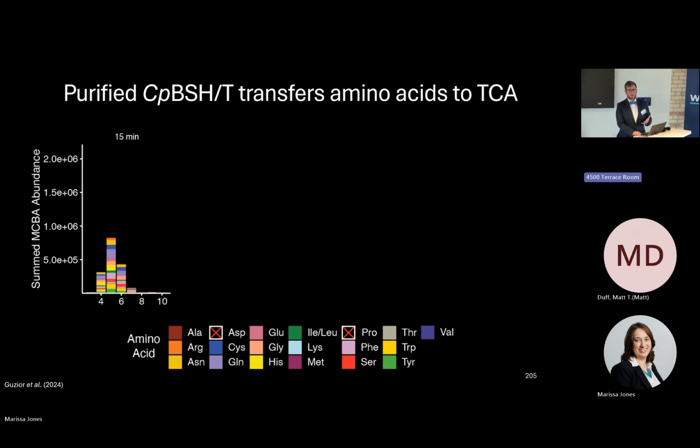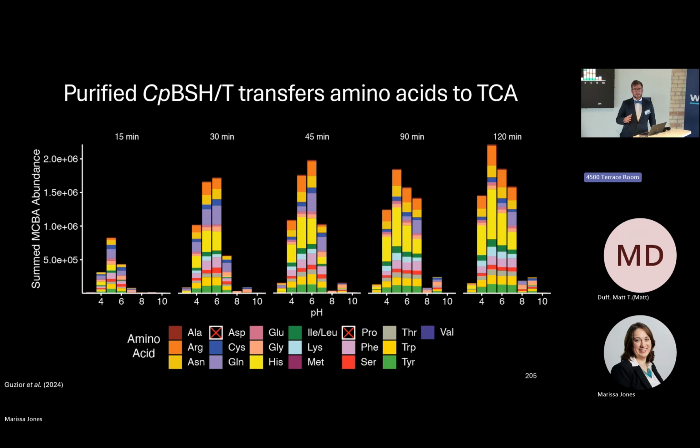And so after a short enough time period of only 15 minutes, we're already starting to see production of different MCBAs by the enzyme bile salt hydrolase in vitro. And when you take this out to up to 2 hours, we can see that activity is about complete at that 30-minute time point. However, one thing you might notice is a distinct enrichment of histidine, which may be due to an inability to remove histidine from cholic acid. Again, bile salt hydrolase is known for liberating amino acids, not necessarily conjugating amino acids, which may explain the variability in the amino acid use within each time point and across each pH.